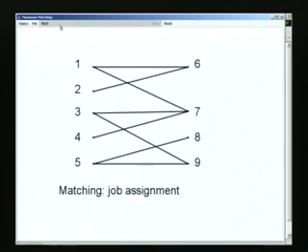A matching now is simply an assignment of jobs to candidates. So, for example, here is a matching which says, let us assign to candidate 1 job 6, to candidate 3 job 7, to candidate 5 job 9. Of course, we would like to maximize the number of jobs assigned. So, in fact, instead of this, we should really be taking one of the red matchings that we saw earlier.